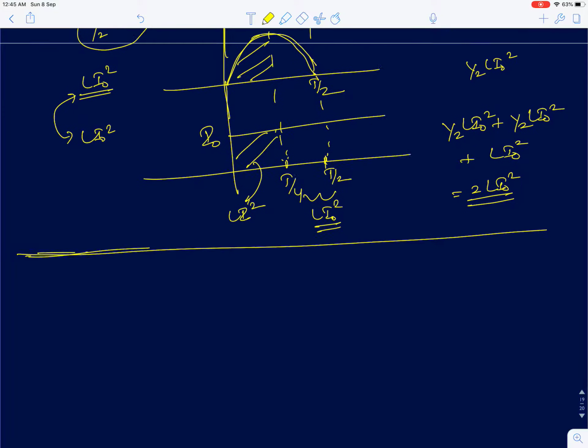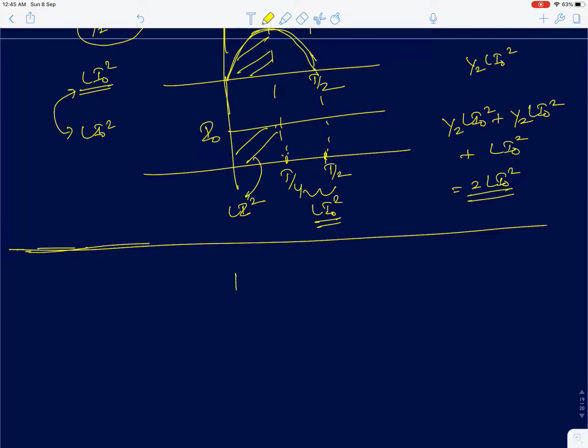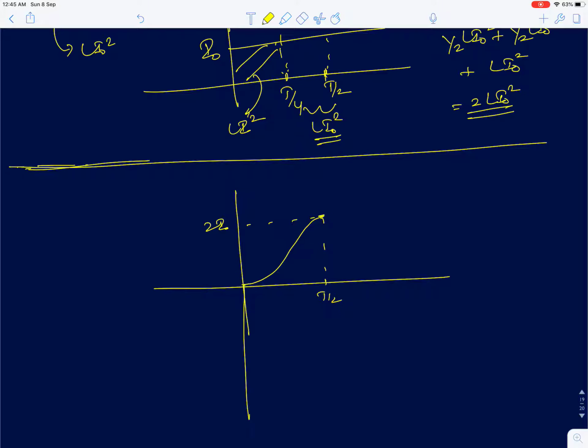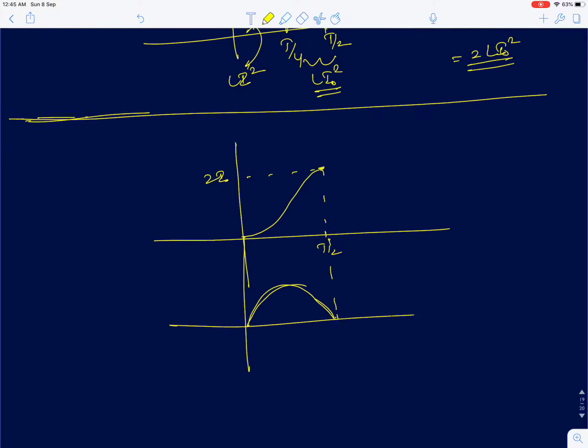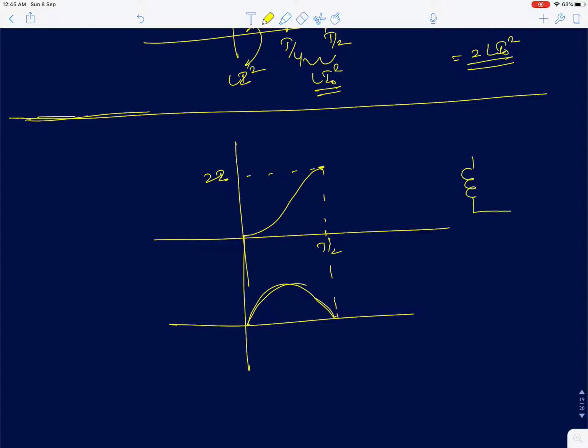Now what happens in the cycle after T by 2? I will just draw at T by 2. The inductor is now carrying a peak current of 2 I naught, and the capacitor voltage has now gone to 0. Out of this 2 I naught, I naught flows back to the current source, and the remaining I naught will now charge the capacitor in the opposite direction.